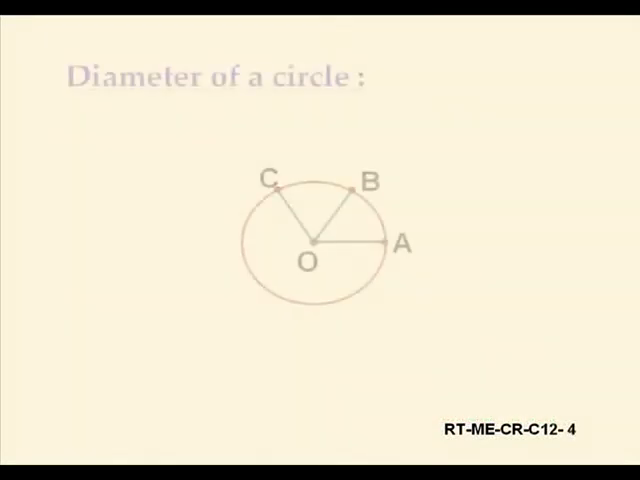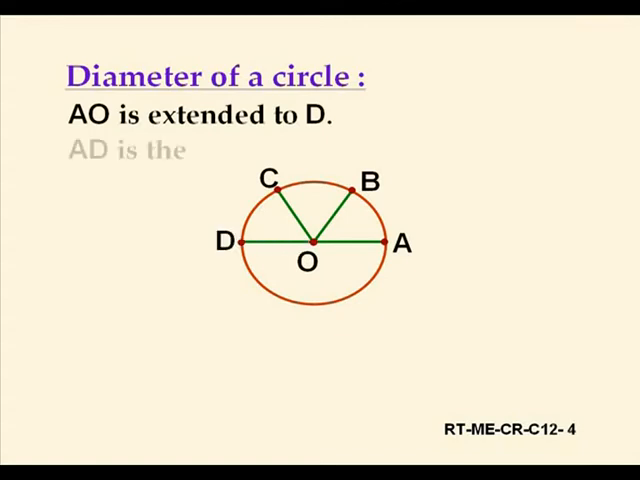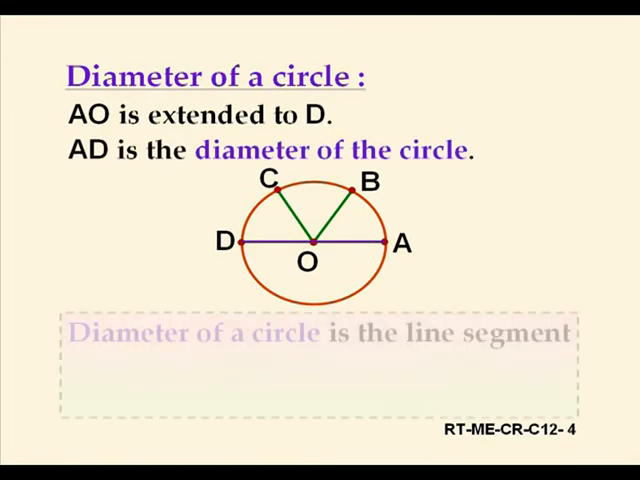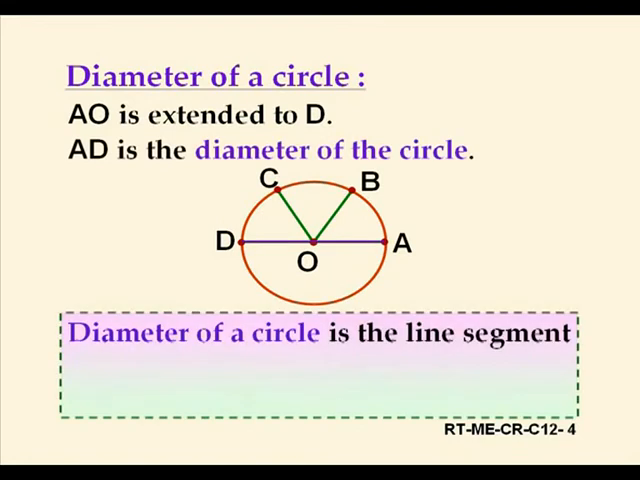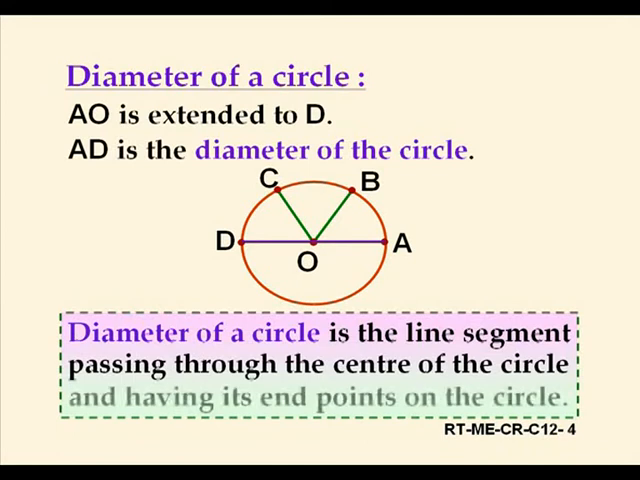Now, let us understand diameter of a circle. In the figure, AO is extended to D. AD is the diameter of the circle. Diameter of a circle is the line segment passing through the center of the circle and having its end points on the circle.